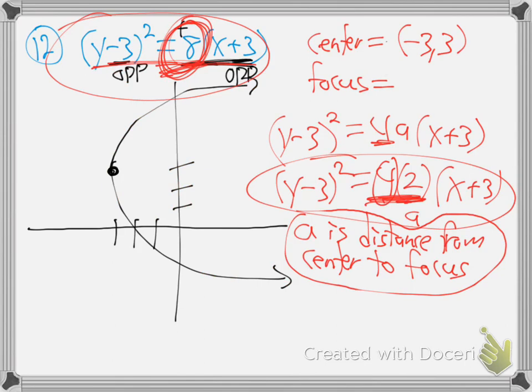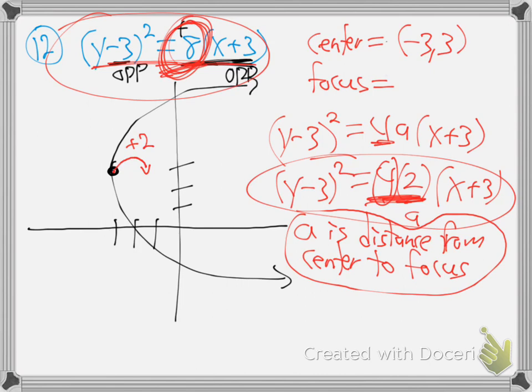So our A is 2. Because that's the same as 8, right? Got to have a 4. 4 times 2 is the same as 8. So our A is 2. So what does that mean? That means A is the distance from the center to the focus, which is 2. Now, where are the focal points always? Inside the satellite dish, or the parabola, right? So it's going to be 2 this away, isn't it? Mm-hmm. Right? That right there is going to be the point.